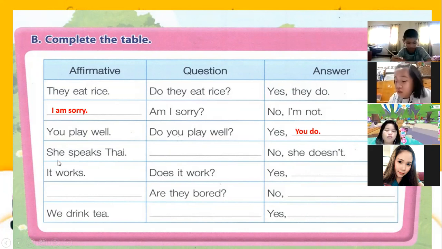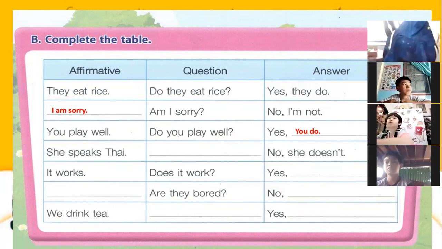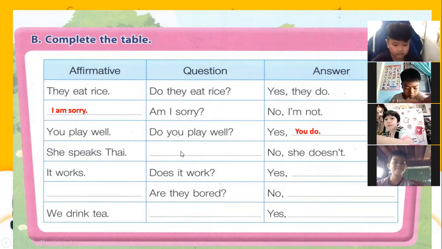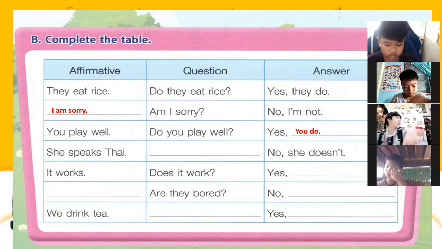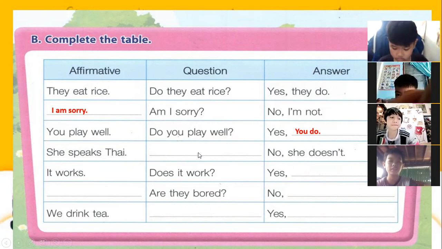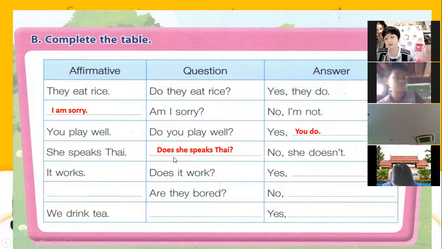Okay. Now we have, she speaks Thai. So the answer is no, she doesn't. What will be the question? Let me ask Dew. Affirmative we have, she speaks Thai. What will be the question? Does she speak Thai? Very good. So does will come before the subject. So, does she speak Thai?